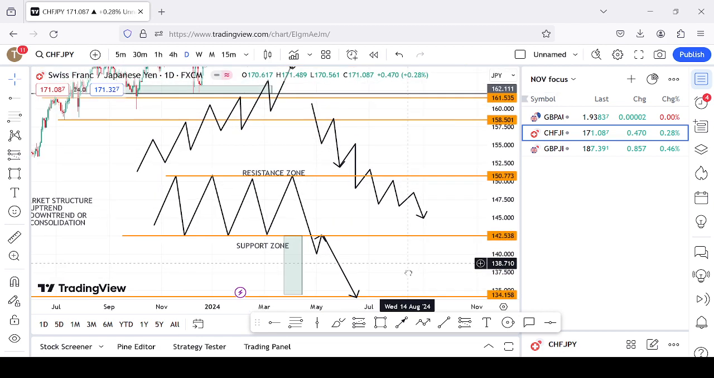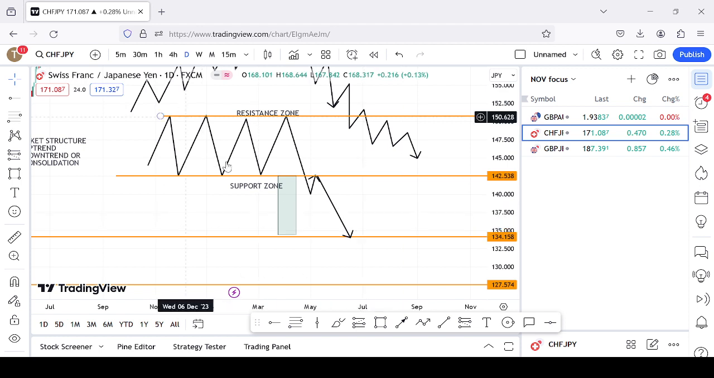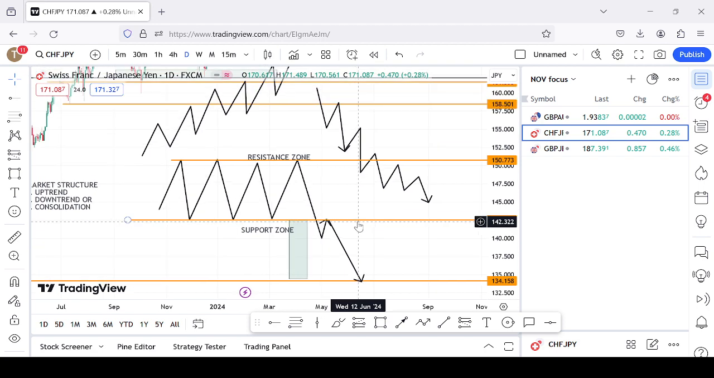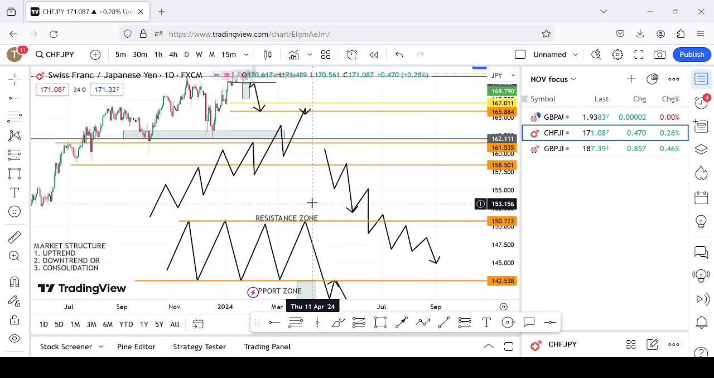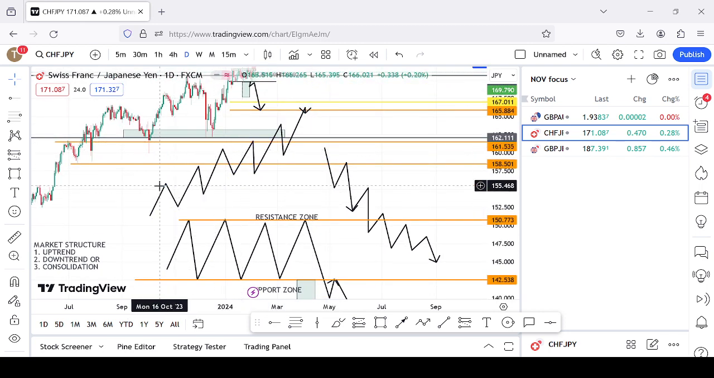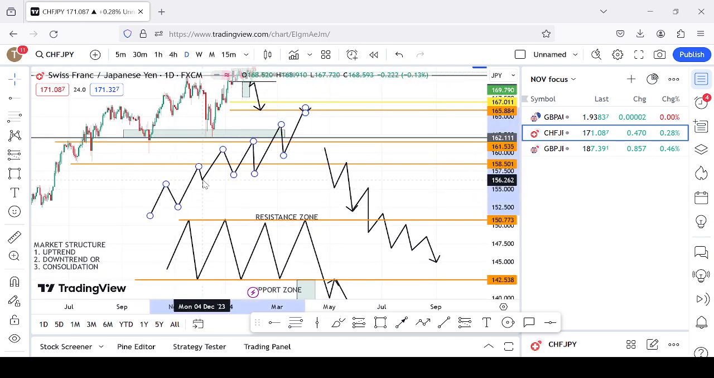I'll show you an example. The market that was doing like that was GBP JPY last week. And then the uptrend, like I was saying, the market can need to retest.